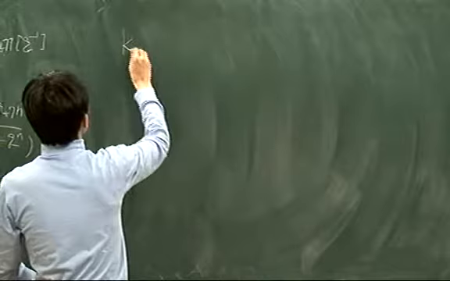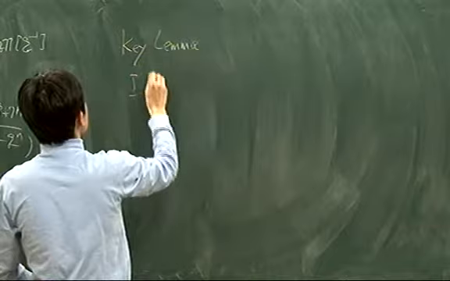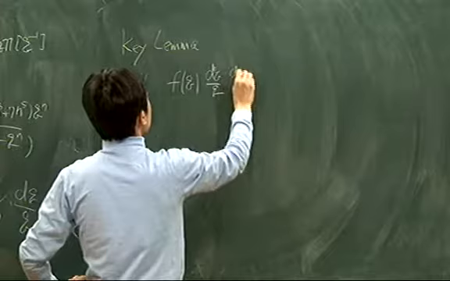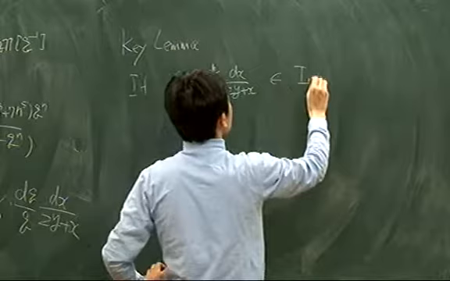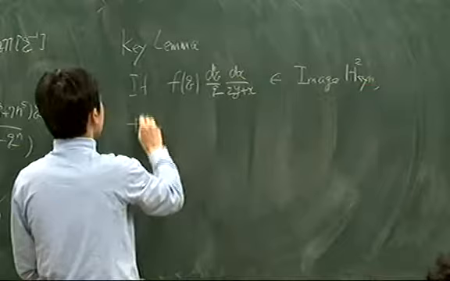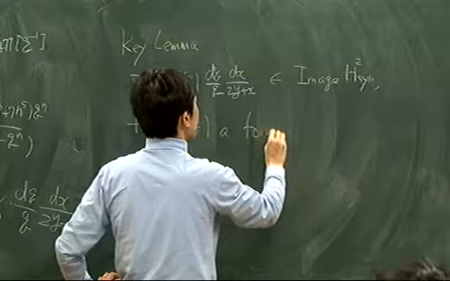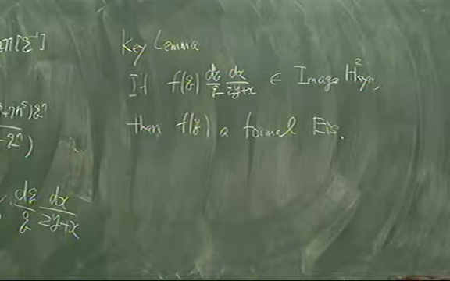So this is the key lemma. This is a technical, hard result. If FQ, DQ, DX plus D2Y plus X is contained in the image of H2 syntomic, then FQ is a formal Eisenstein. Okay, this is a key lemma.